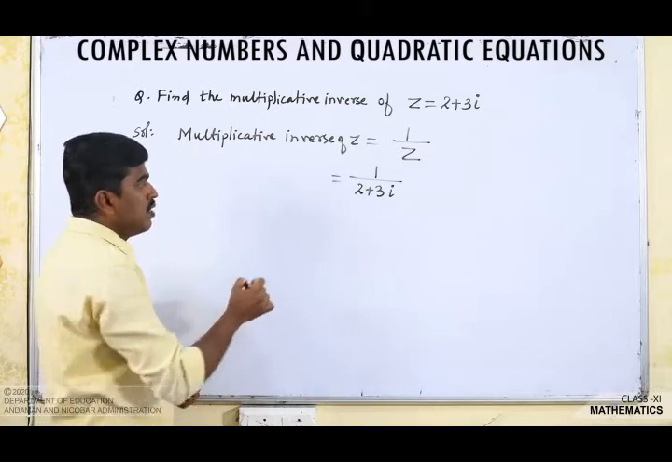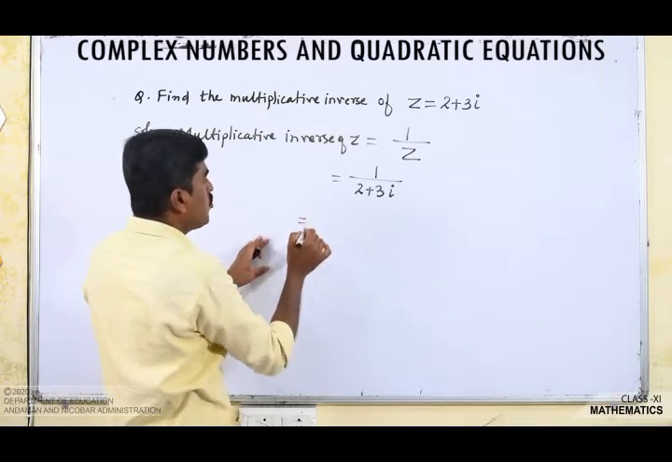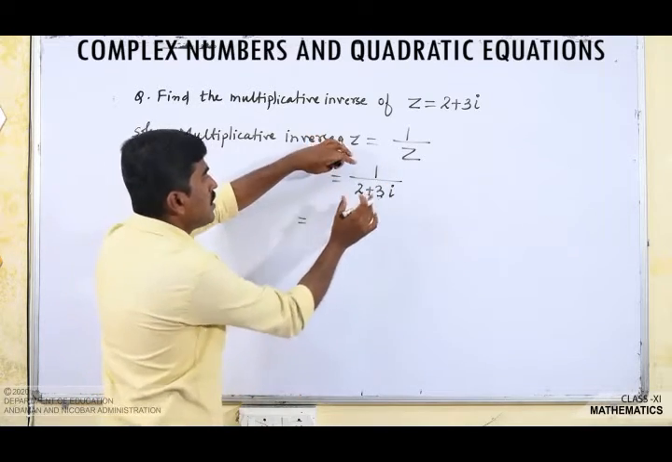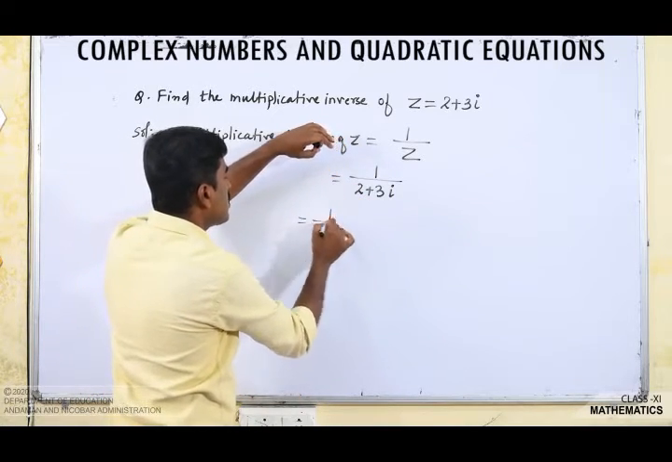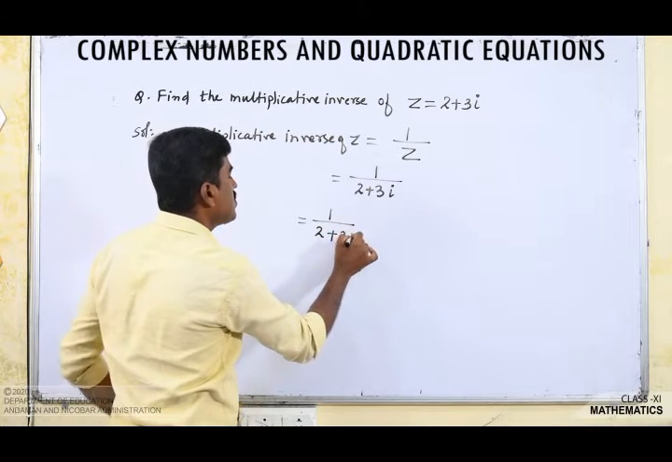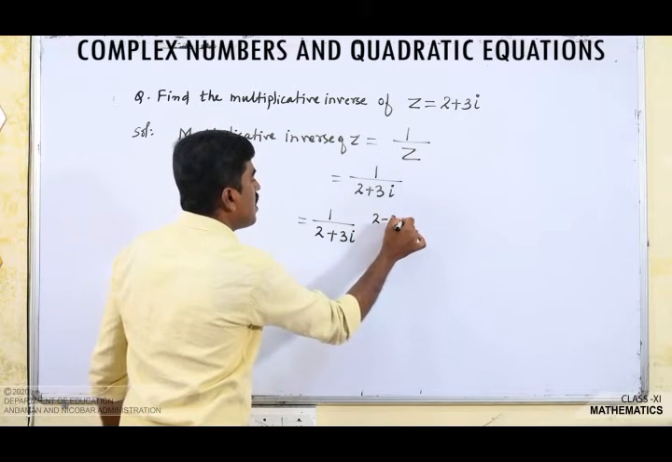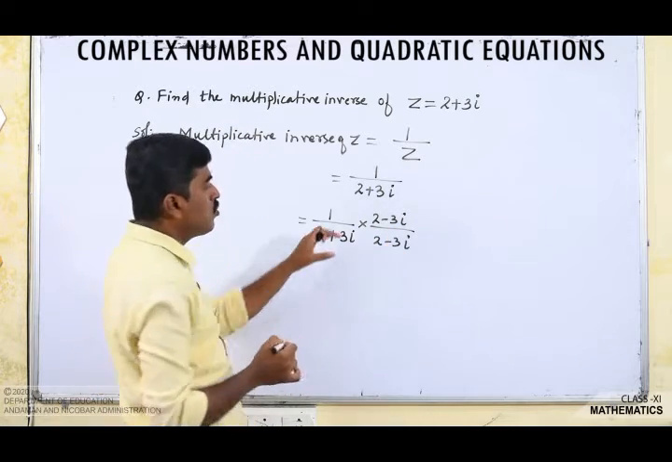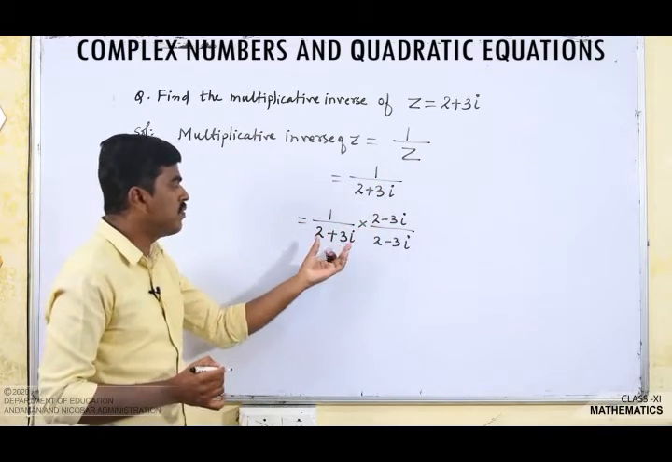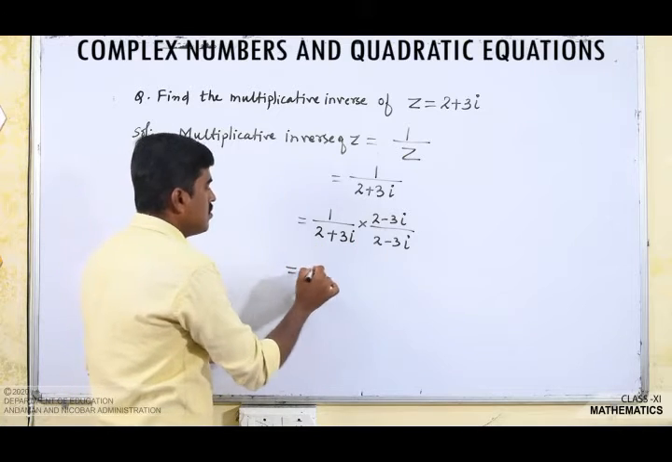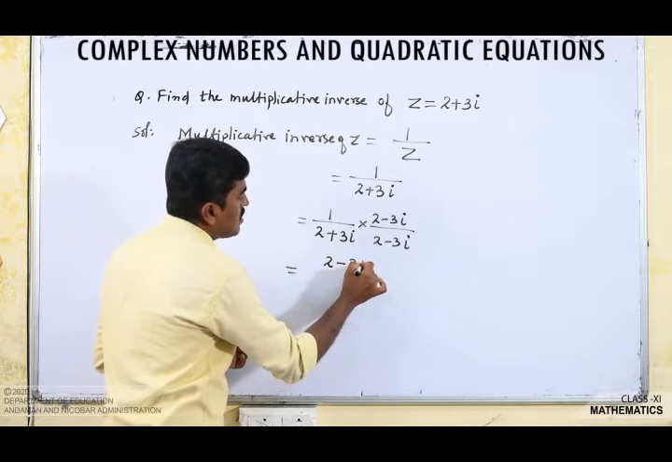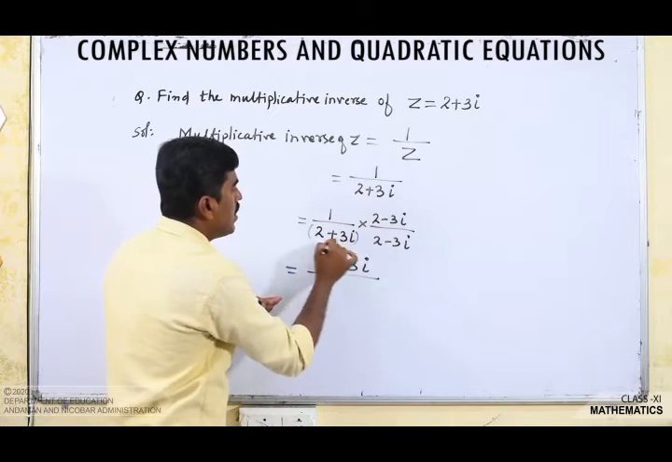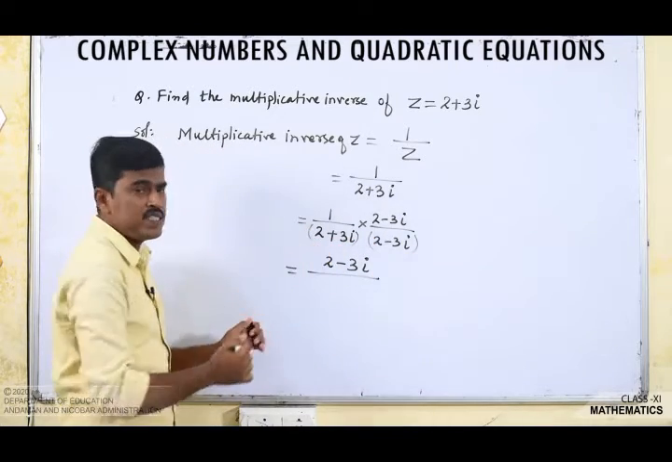So what we have to do now? We have to multiply and divide with the conjugate of this complex number, that is 2 plus 3i. So what is the conjugate of 2 plus 3i? It is 2 minus 3i. So we multiply and divide by the conjugate of this complex number, so that we will get the standard form, that is 2 minus 3i divided by, now it is in the form of a plus b into a minus b.